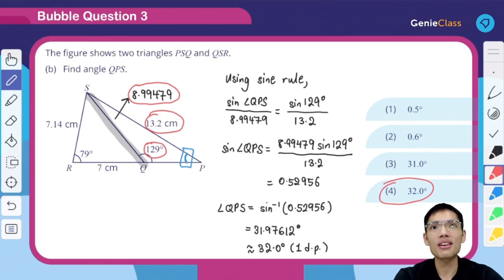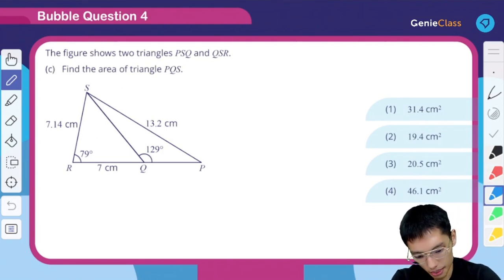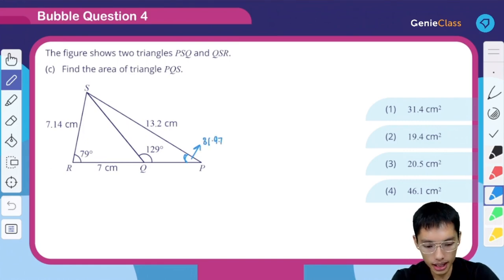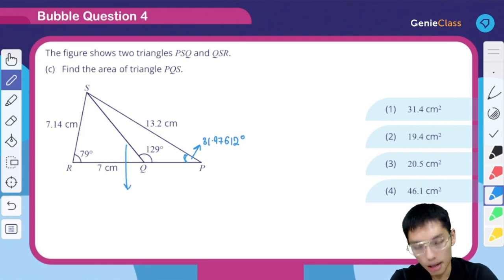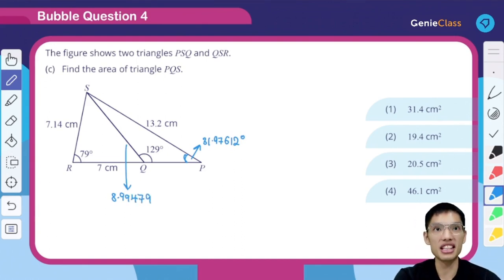Okay, so I hope you all got this down as such. And last one, very, very simple. Find the angle of PQS. Now let's take note over here. Let me write down what we have. Okay, I have 31.97612 and I have my side. Okay, but take note, don't quickly go straight away to half ab sine C. Please remember during the recap what is the C given over here first. Okay, launching my bubble launcher in 3, 2, 1. Let's go.